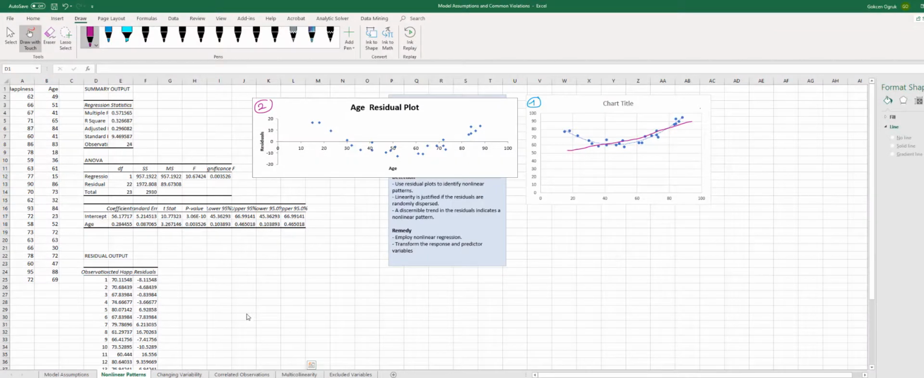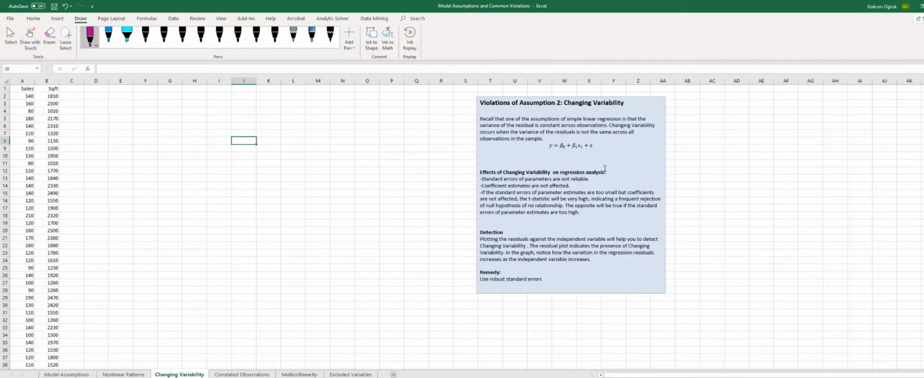The next violation of assumptions is changing variability. Recall that one of the assumptions of simple linear regression is that variance of the residual is constant across observations. Changing variability occurs when the variance of the residuals is not the same across all observations in the sample. In this section, we consider a simple regression model that relates monthly sales, which are in $1,000, from a chain of convenience stores with the square footage of the store.